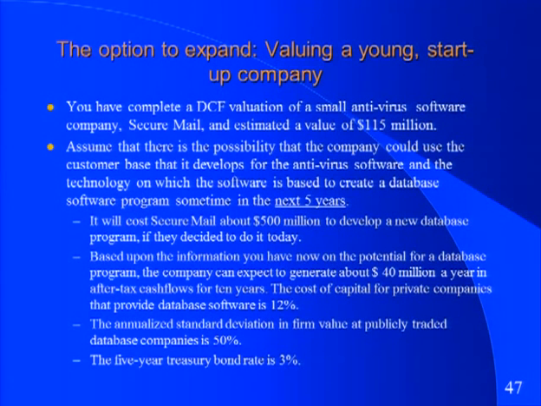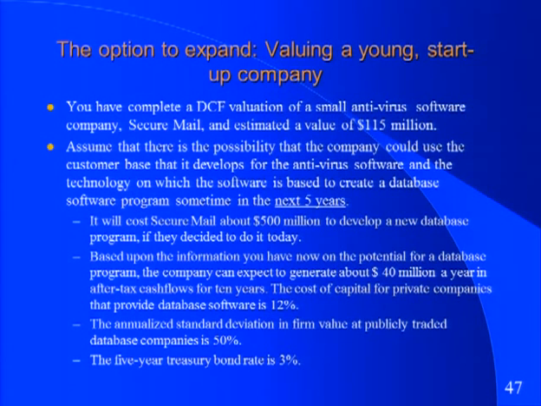Right now, based on what they know, it'll cost them $500 million to produce this new software. Right now, based on what they know, they think they can make about $40 million a year every year for the next 10 years. Let me stop right there. How much do they have to spend for this new product? $500 million, right? What do they think they can make? $40 million every year for the next 10 years, even without discounting.